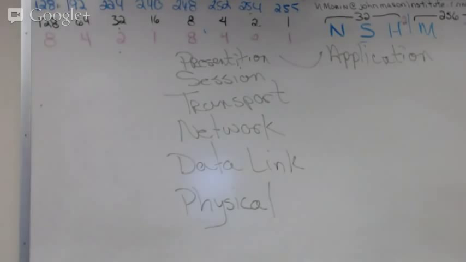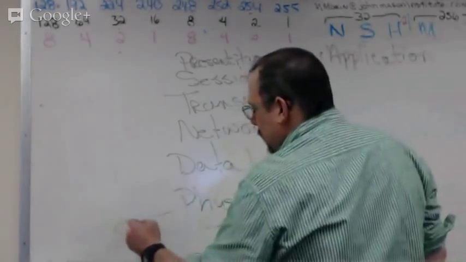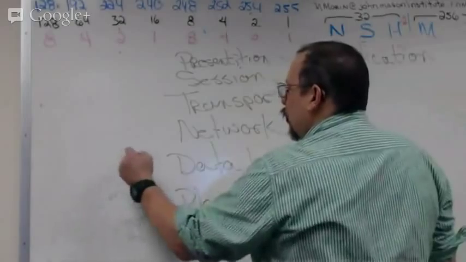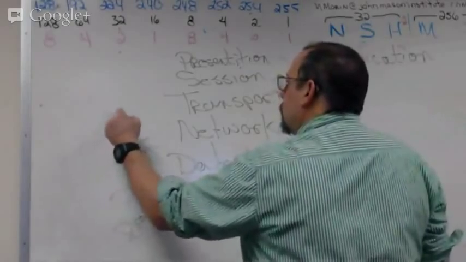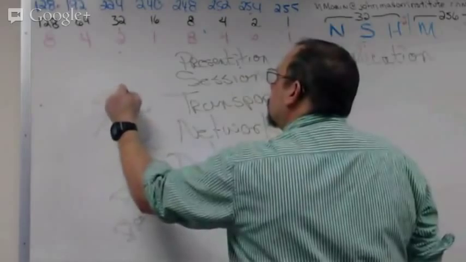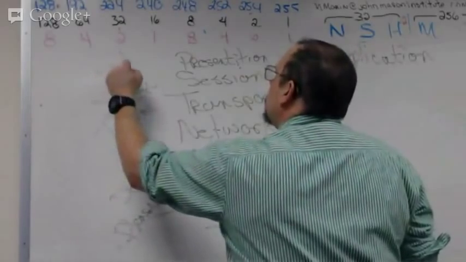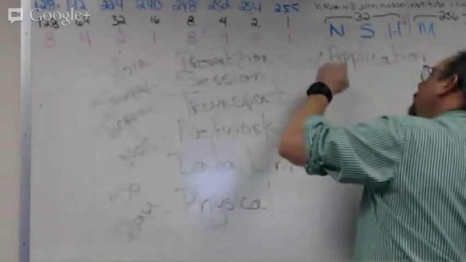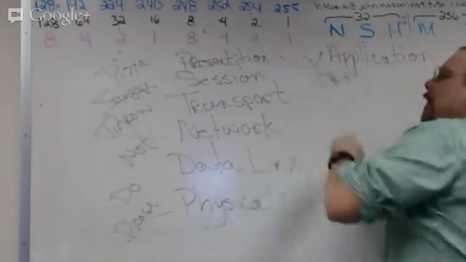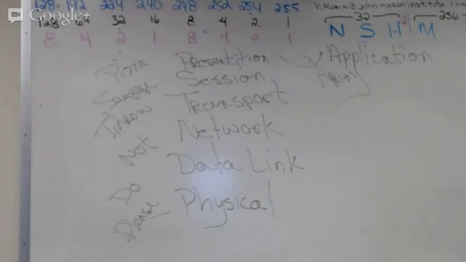Okay? Now, there's a little mnemonic for this. Please do not throw sausage pizza away. That's how I learned it in 1995. Please, do not, throw, pizza, away. If you can remember that, you should have no problems remembering the 7 layers.